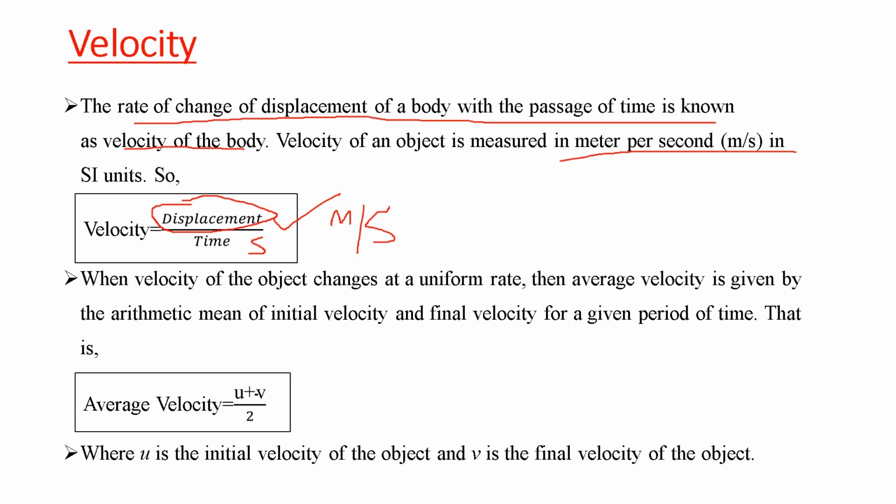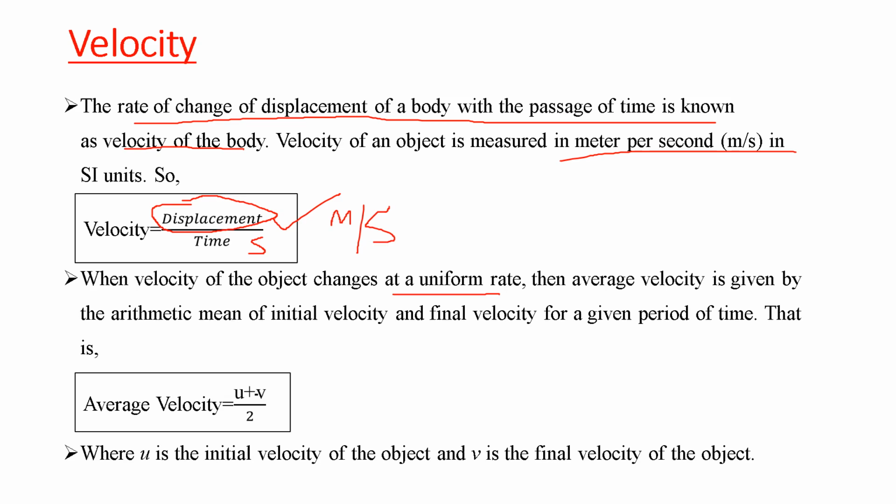Now, when the velocity of an object changes at a uniform rate, what does it mean? Suppose the velocity of a body is changing at a uniform rate, meaning at every second it is increasing by 5. For example, for the first 5 seconds the speed is 10 meter per second, then in the next 5 seconds it becomes 20, then in the next 5 seconds it becomes 30. It is increasing by 10, 10, 10 at every 5 seconds.